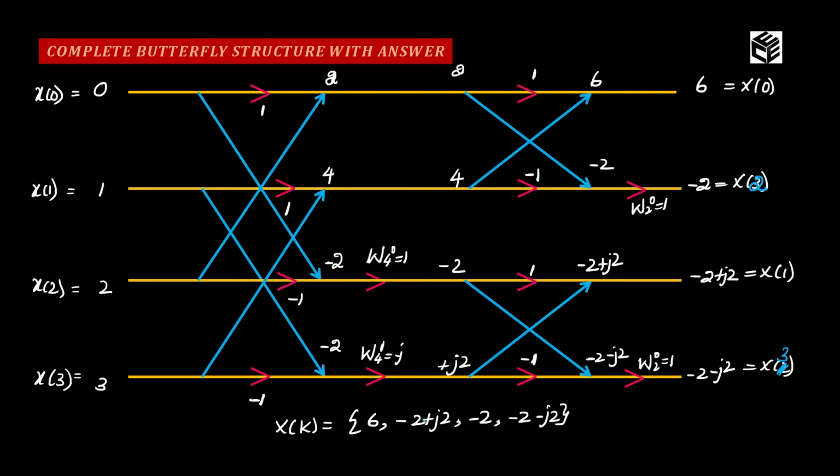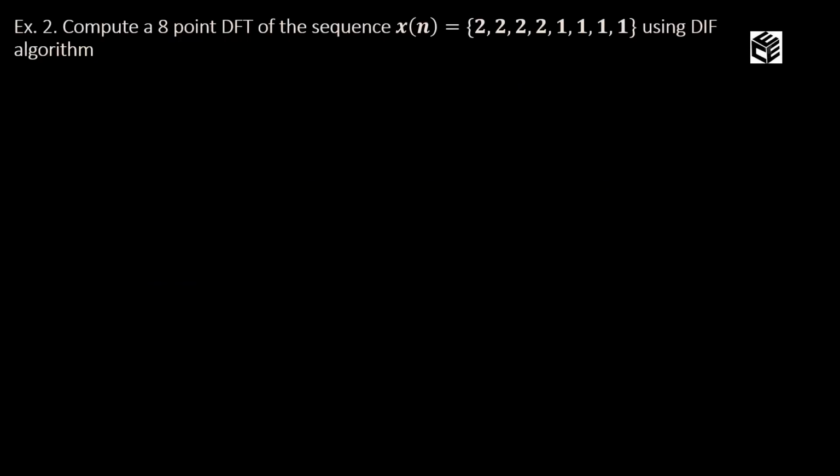X of 1, the value is minus 2 plus j2. X of 2, the value is minus 2. And x of 3, the value is minus 2 minus j2. Okay. So this is the DIF for a 4-point sequence. Hope you understood this problem. Now let's move on to the 8-point sequence.